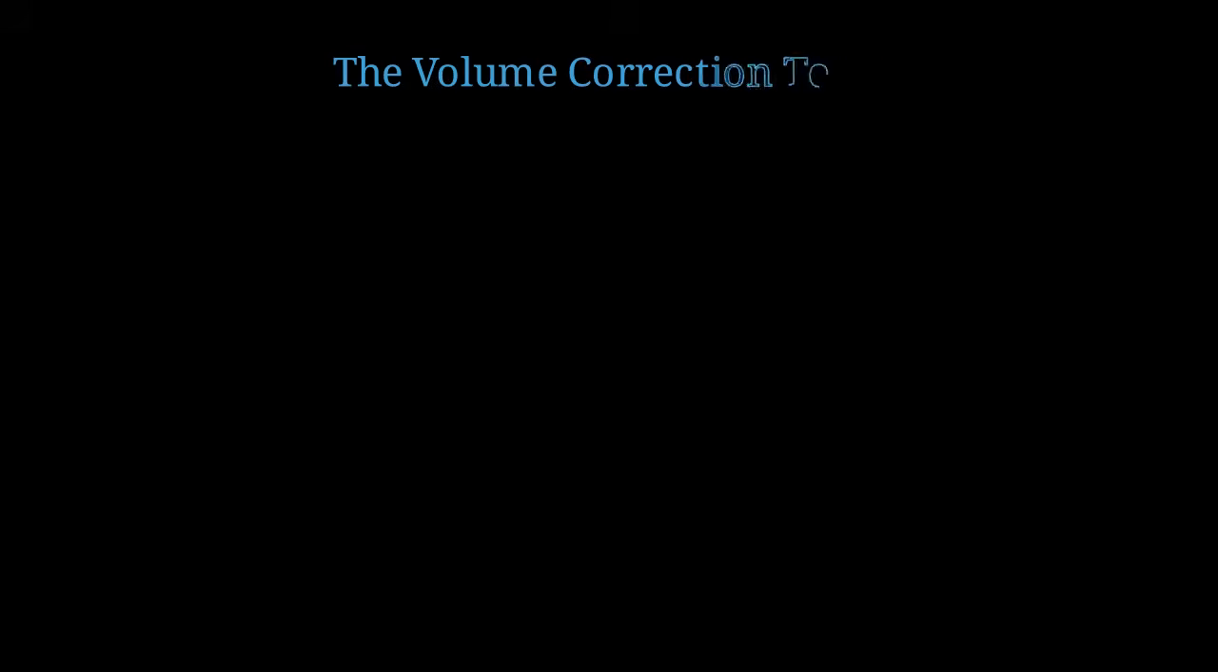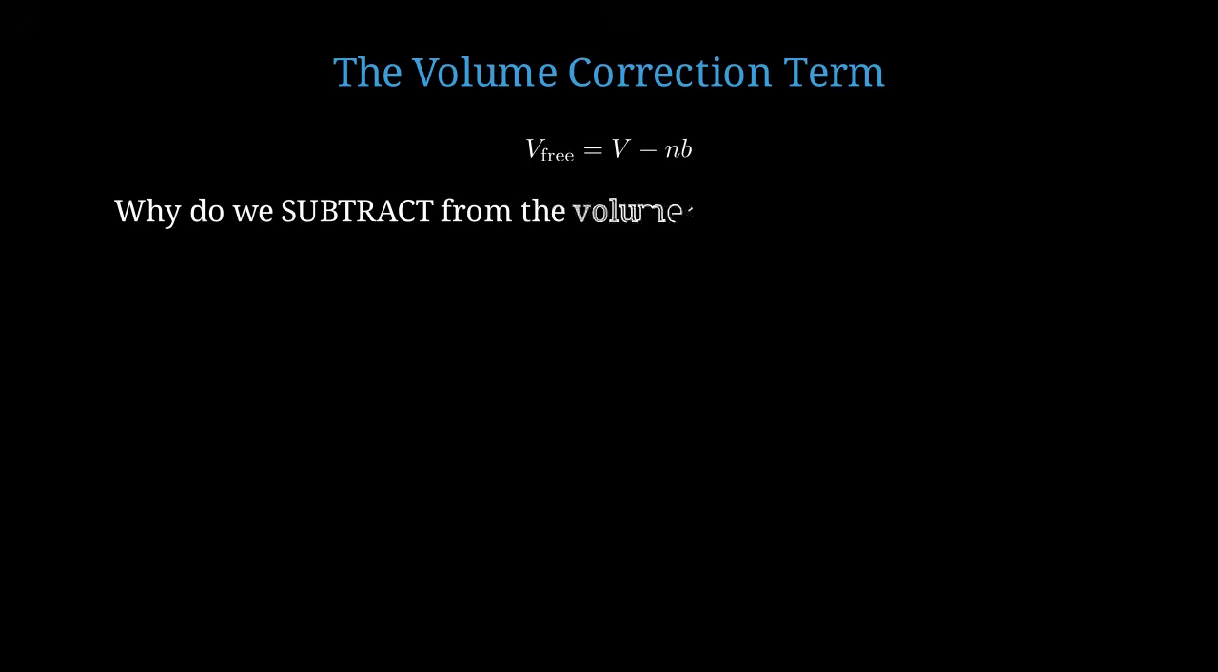Now let's look at the volume correction term. The free volume available to the molecules equals the total volume V minus NB. Here B represents the volume excluded by the molecules themselves. We subtract because the molecules themselves take up space. The actual free space available for movement is less than the container volume. The parameter B is the excluded volume per mole. It's related to the actual size of the molecules.